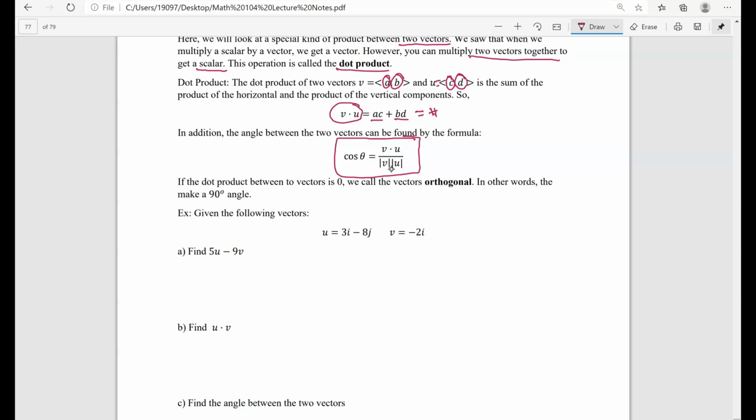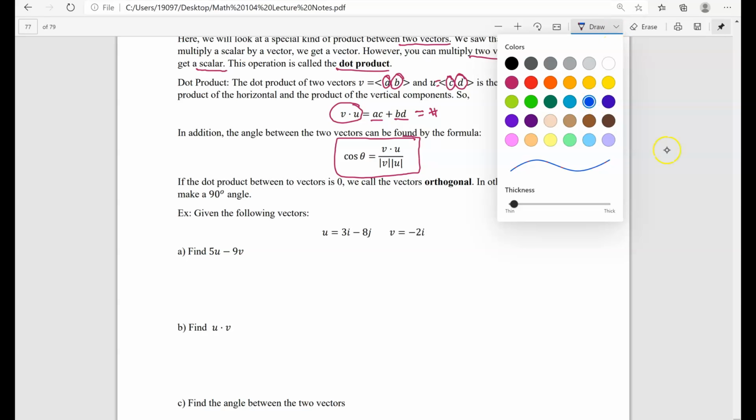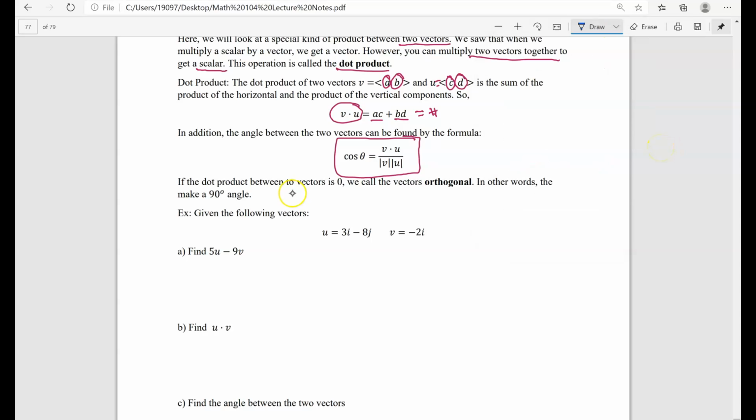Here we have something really special about the vectors. If the dot product between the vectors is 0, so if you take the dot product of two different vectors and you end up getting 0, we call the vectors orthogonal. What orthogonal means is that they form a 90-degree angle. So that means a vector going this way and a vector going this way, and they're forming a 90-degree angle. Usually you would say that this is perpendicular, but when we talk about vectors, we call them orthogonal. It just means that they are forming a 90-degree angle.